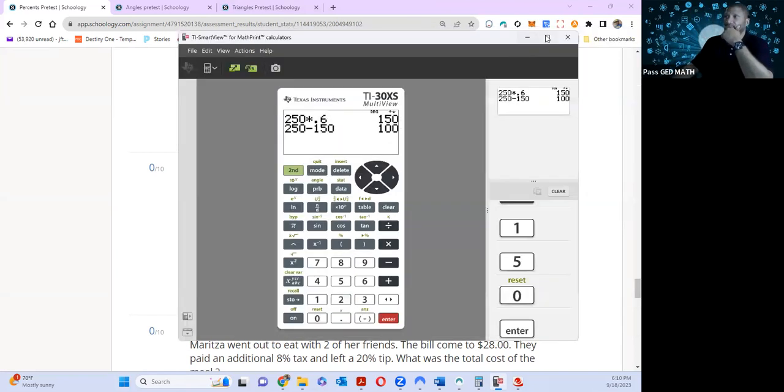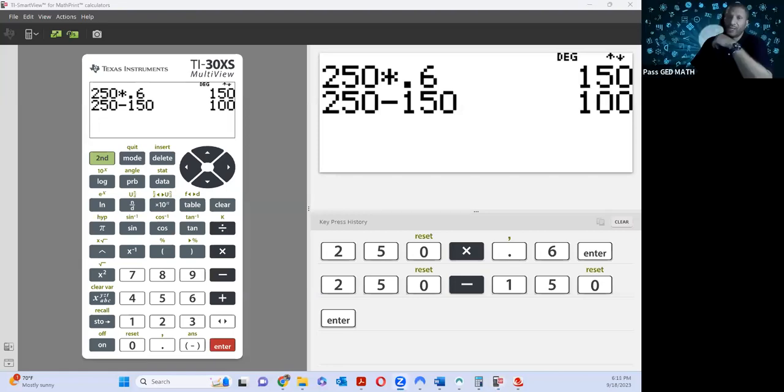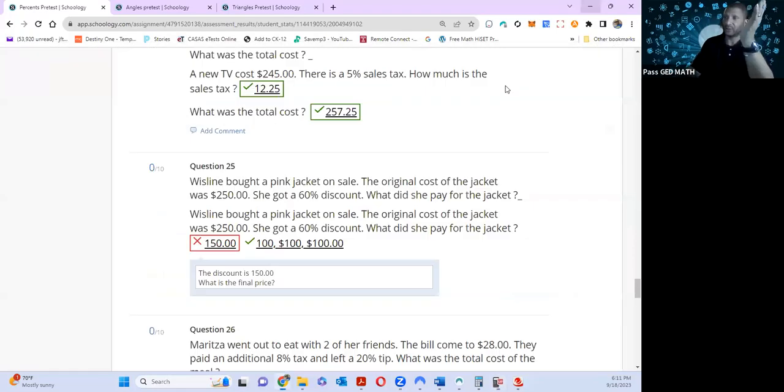You got me? Yes. So that's just paying attention to what they want and figuring it out. A lot of people, what they do with math is they just start figuring out numbers. But listen to what it said. Always identify your givens. Original cost of the jacket was $250. She got a 60% discount. The discount is taken off from the original price. So that's why we subtract it.